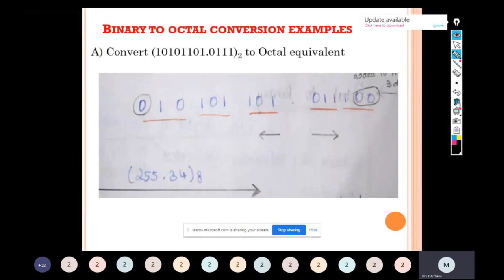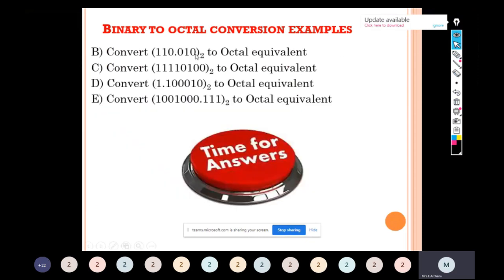They will give you one binary number. We have to convert that binary number into an octal number by grouping 3 bits. For the integer part, we have to start from the LSB. For the fractional part, we have to start from the MSB for grouping. Next, these are the practice problems.